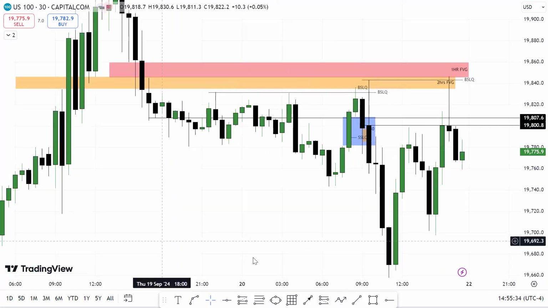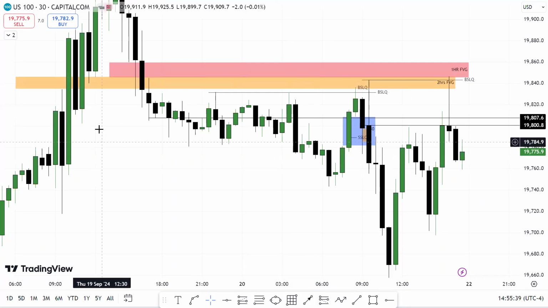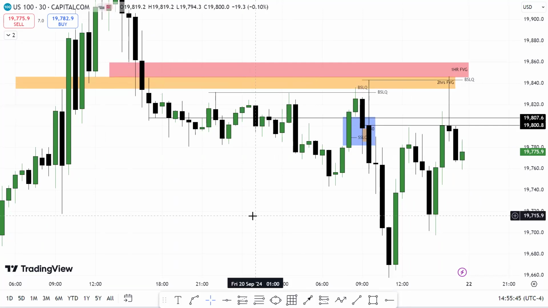All right, so 15-minute time frame, just right here, we don't have a whole lot of fair value gaps, like a bearish fair value gap here. So we can go to the 15 minutes time frame.